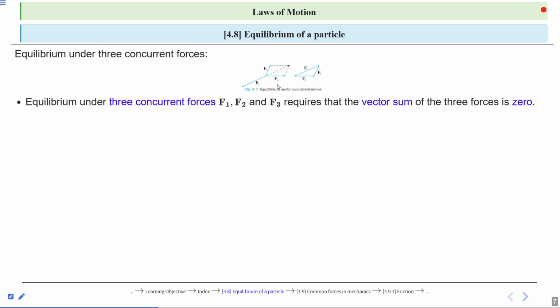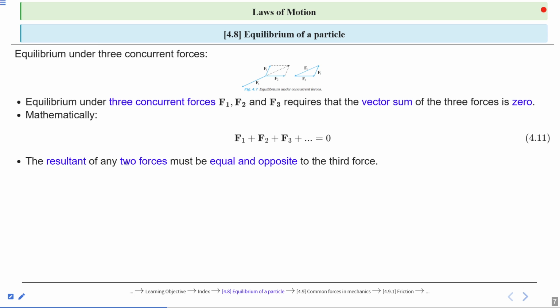So here we have three forces F1, F2 and F3. In the equilibrium condition, the net force is the vector sum, and the net force vector sum is equal to 0. Mathematically, the vector sum of the three forces is 0. Look here. We have three forces F1, F2, F3, and for the equilibrium condition it should be 0.